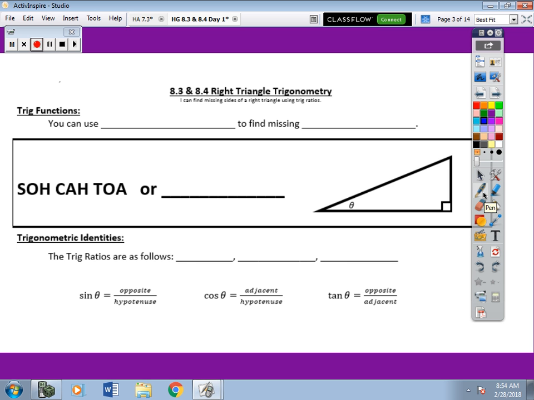So what it says up here is that you can use trig ratios. Trig is just short for trigonometry, so you don't have to write that out every time, to find missing side lengths. And this should be in a right triangle. The sine, cosine, and tangent functions do not work for non-right triangles, so they have to be right triangles.